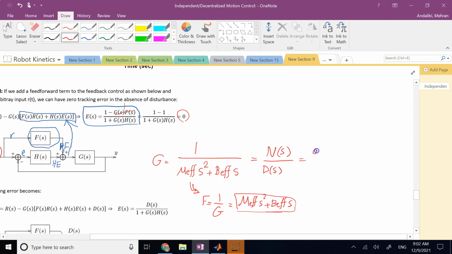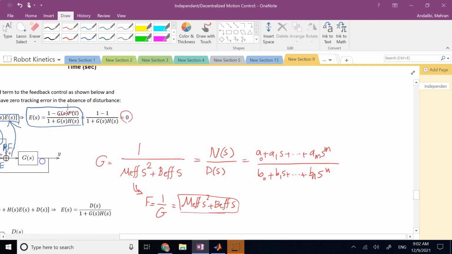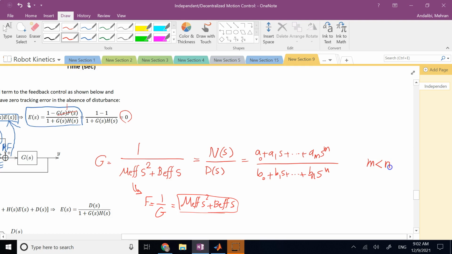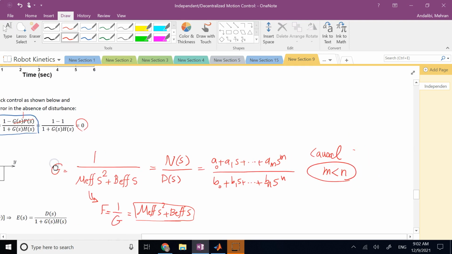So if you write this as a0 plus a1 s plus dot dot dot plus am s to the m, and for the denominator you go with b0 plus b1 s plus all the way to bn times s to the n. For any physical system, m is to be less than n for what we call a causal system. And causal means the input at the moment and in the past is creating the current output.